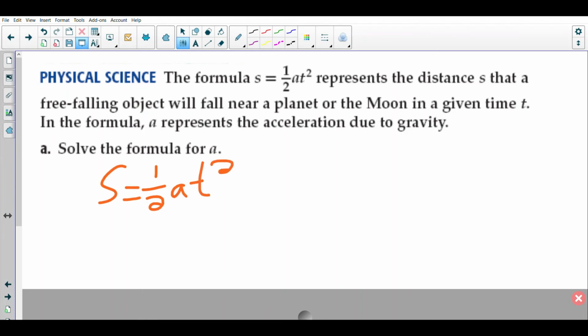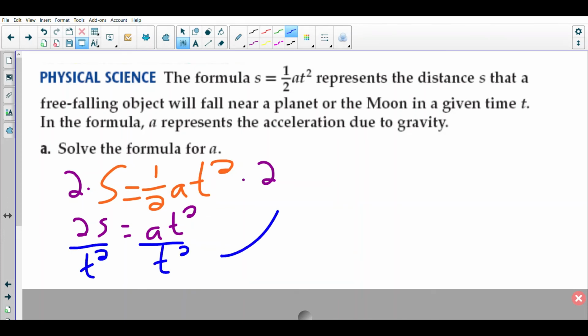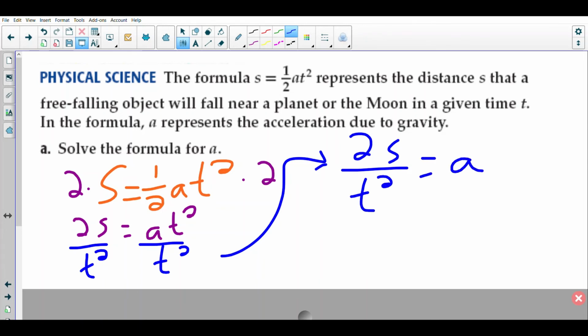Luckily, it's all multiplication, and I don't have to isolate the t, meaning I don't have to get rid of the square. That's good news. But now I want to get rid of that 1/2 first. To get rid of times 1/2, I'm going to multiply by its reciprocal of 2 over 1, or just 2. So I'll multiply by 2 on both sides. So I get 2s is equal to at squared. Now, I just have to get rid of that t squared, so I'm going to divide by t squared. So I'm left with 2s divided by t squared is equal to a. So now I have my formula.